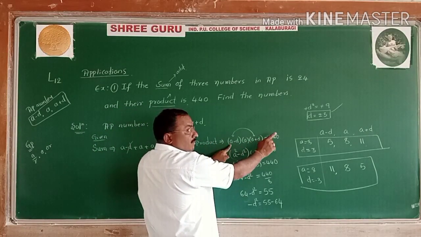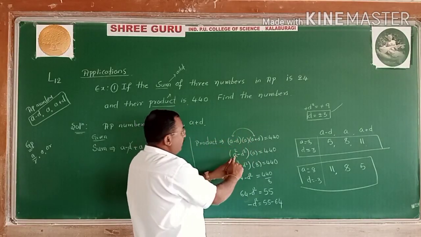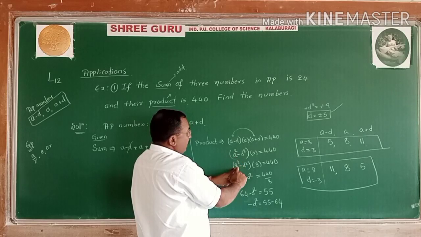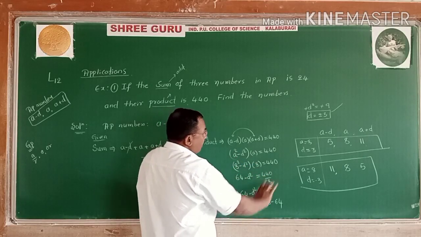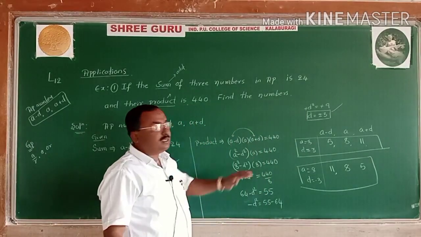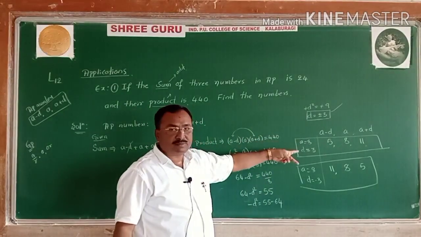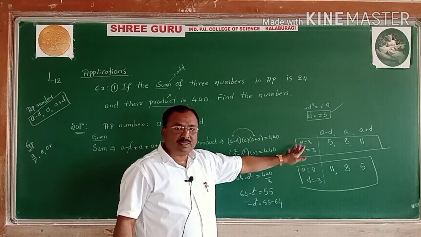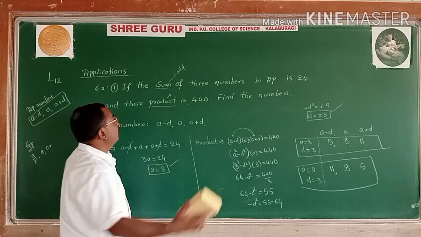And the product: A minus D, A, A plus D. Product is given as 440. (A minus D)(A plus D) is A squared minus D squared. 8 squared is 64. Taking the 8 to the right side, 55. D is equal to what? Plus or minus. Substitute the A value and the D value. Plus or minus gives two terms. Is the common difference the same? Yes. That is in the form of AP.